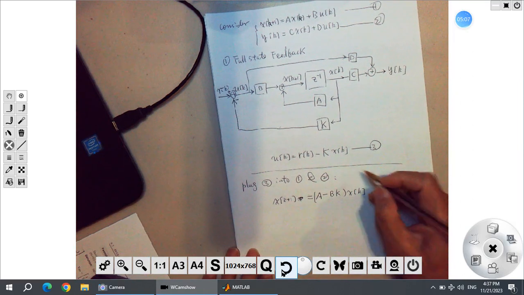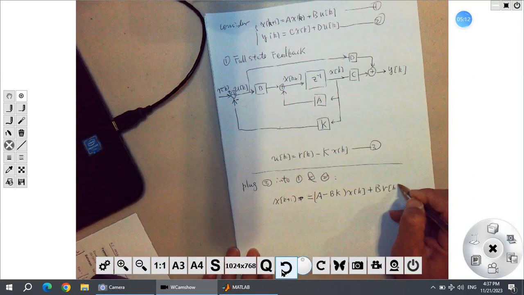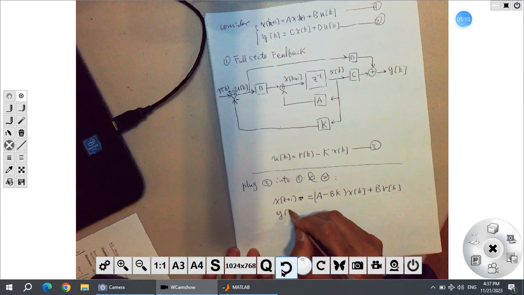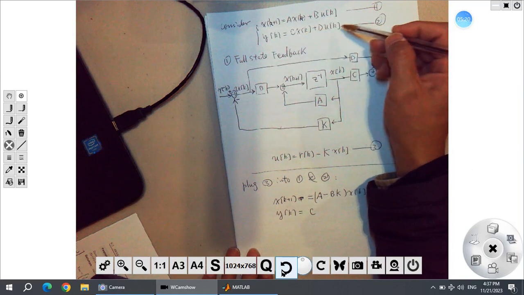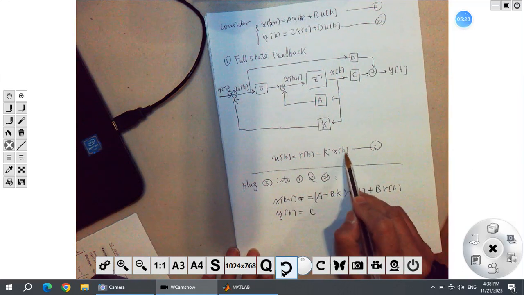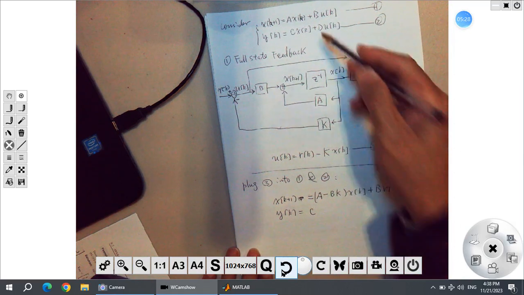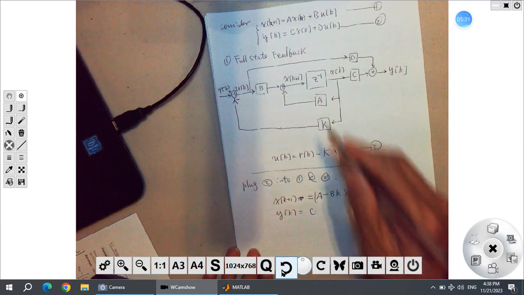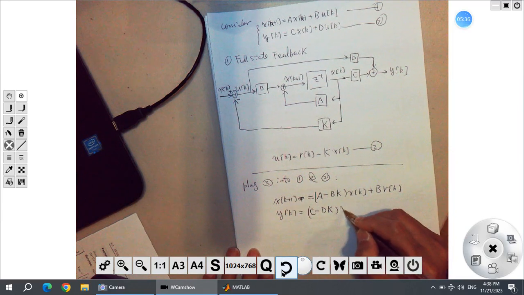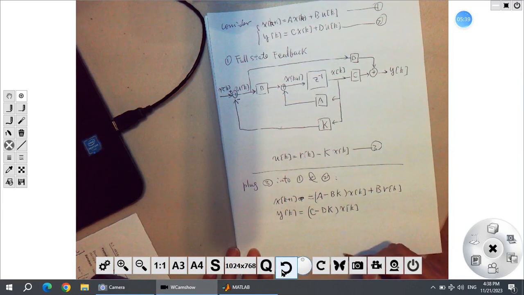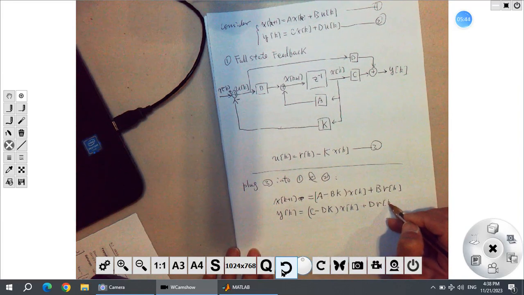And I still need this. This is B times r of k. And y of k equal to C x of k plus D u. In D u we still have x of k, so I put two x of k together. So this will be C minus D K times x of k, since there is a minus here, and plus D times r. So we have these.